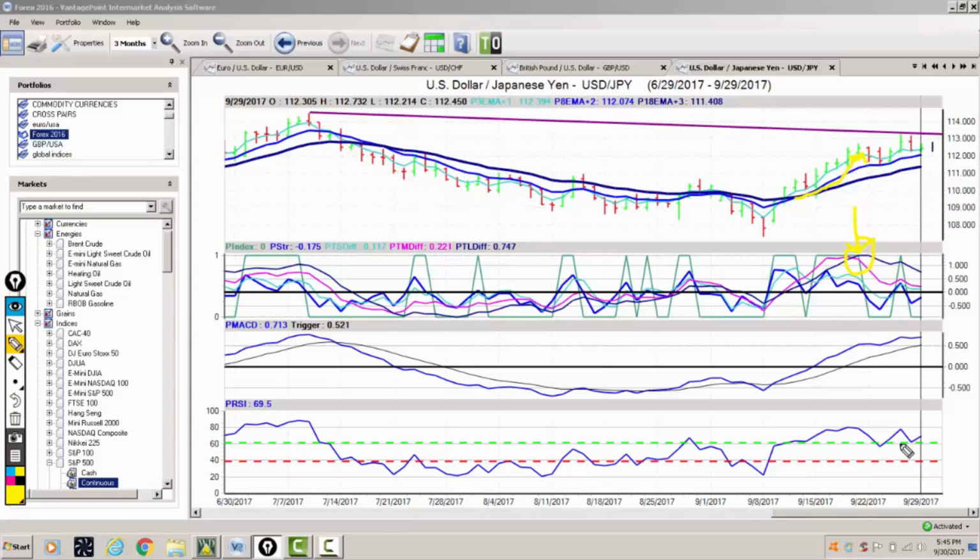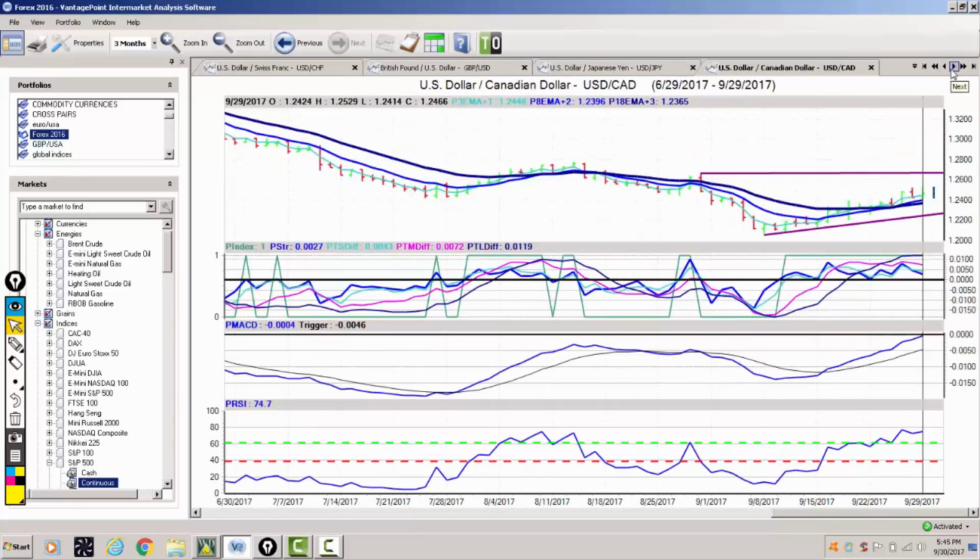Right now, it carries a very mild bullish tone while above these two levels, 112.07 and 111.40, but I do anticipate further downside in the days ahead.